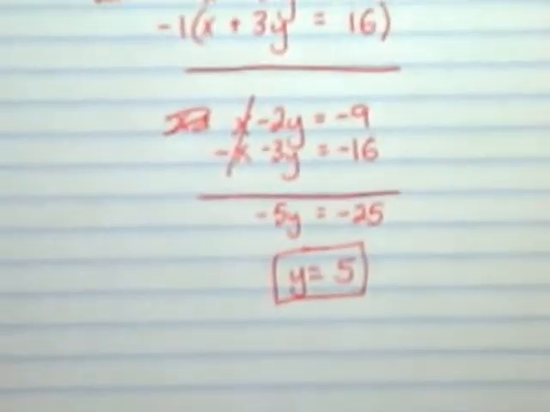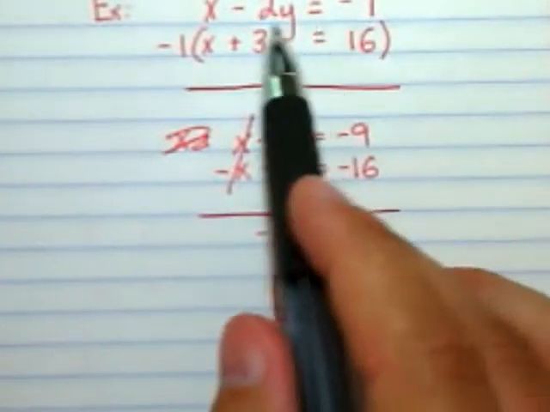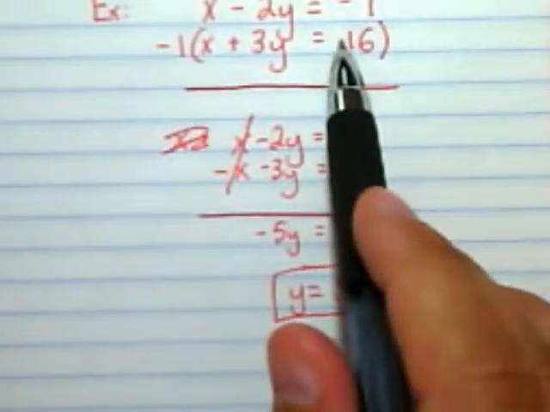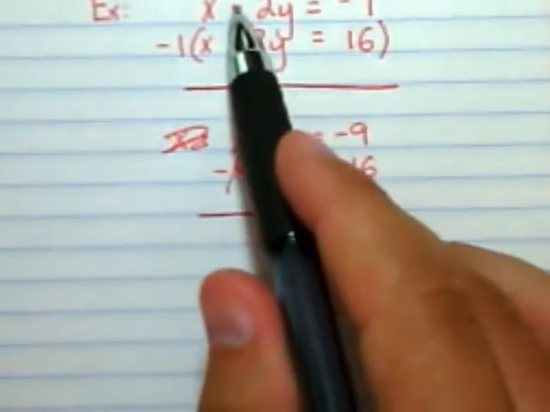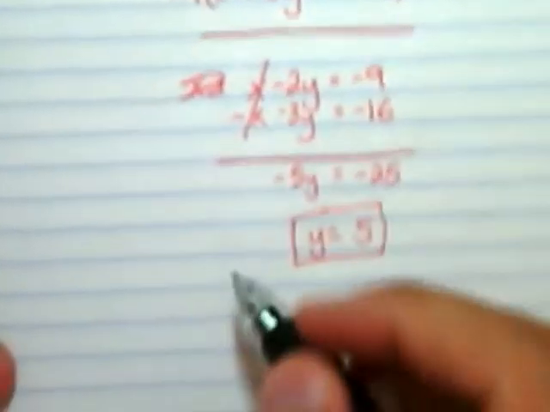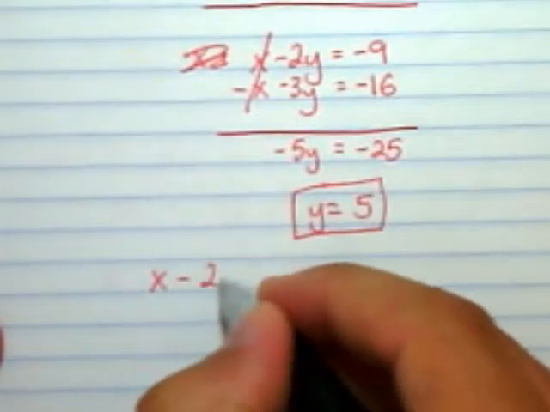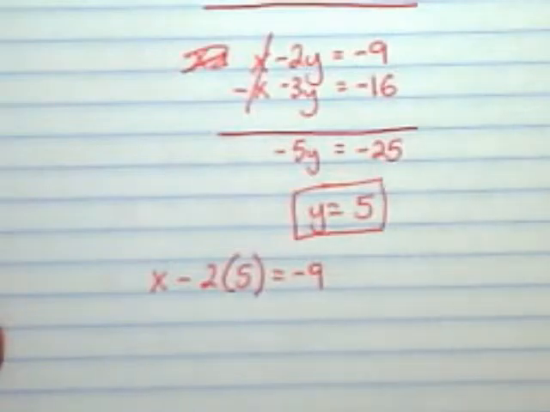Okay. Now we're going to go back to one of these two original equations, and we're going to plug in 5 for our y. So let's use the one that we didn't mess with. So we're going to plug in for this equation here. So we're going to come down here. We're going to say x minus 2 times 5 equals a negative 9.